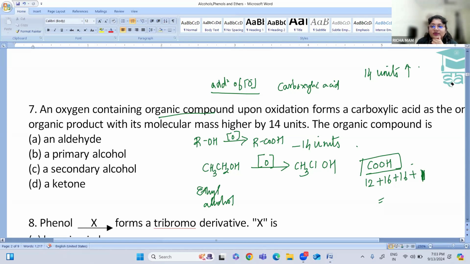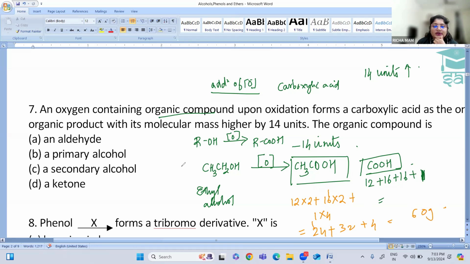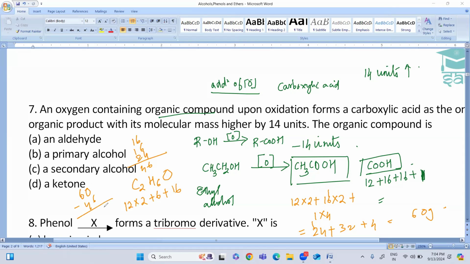There is addition of oxygen and removal of hydrogen. Now count the molecular formula. Carbon is 12 into 2, oxygen is 16 into 2, hydrogen is 1 into 4. That is 24 plus 32 plus 4, which is 60. For ethyl alcohol, carbon is 2, hydrogens are 6 and oxygen 1: 24 plus 6 plus 16 is 46. The difference between these is 14.